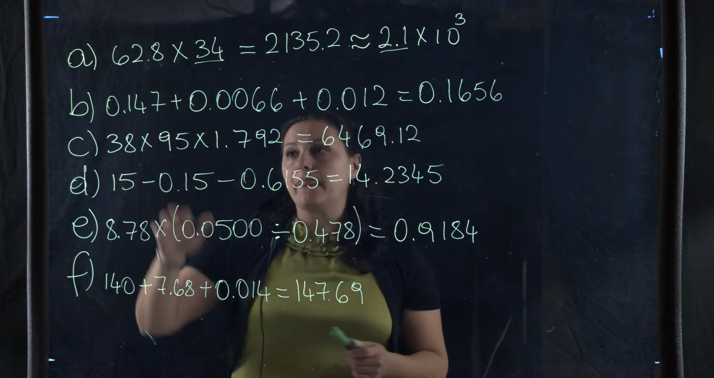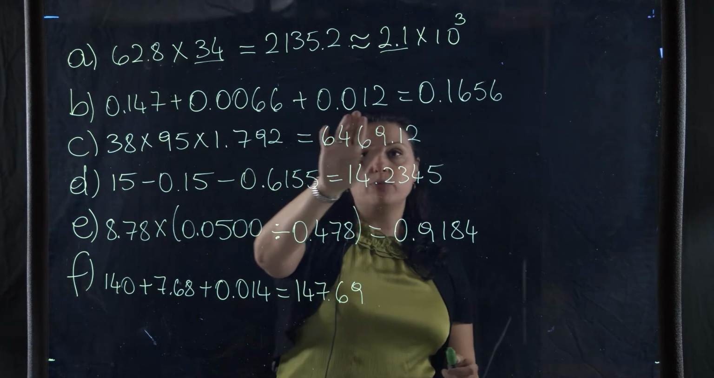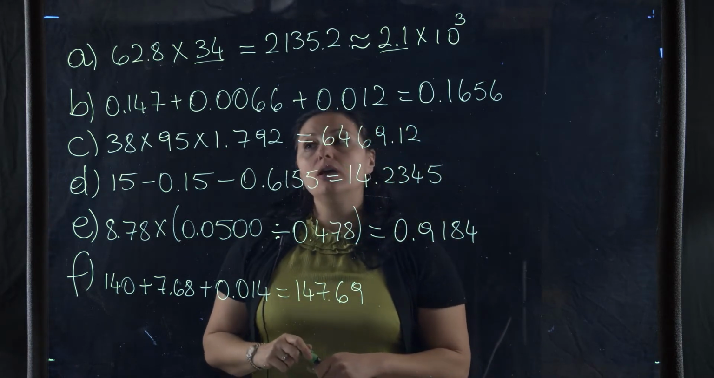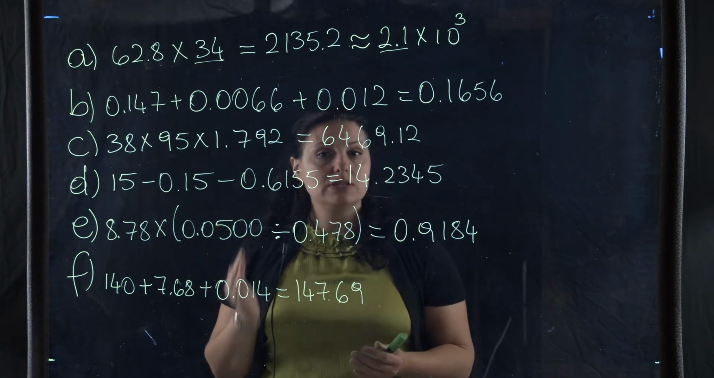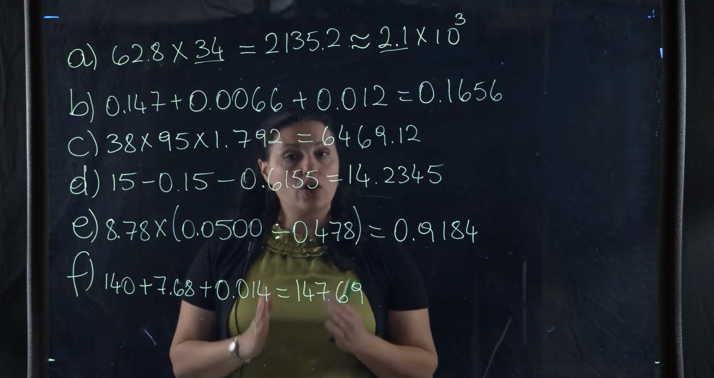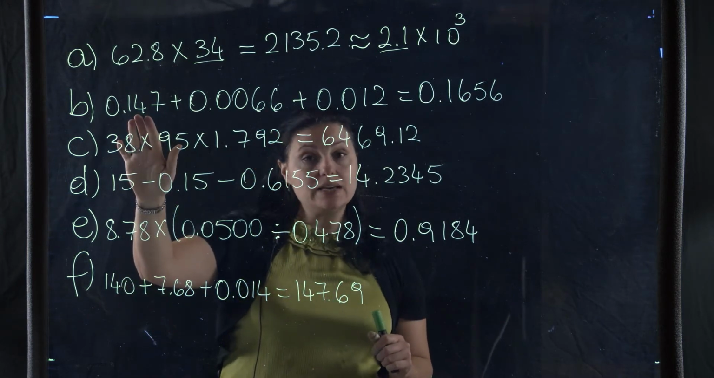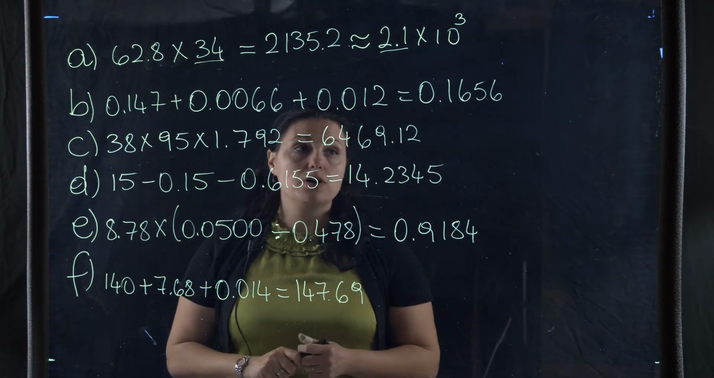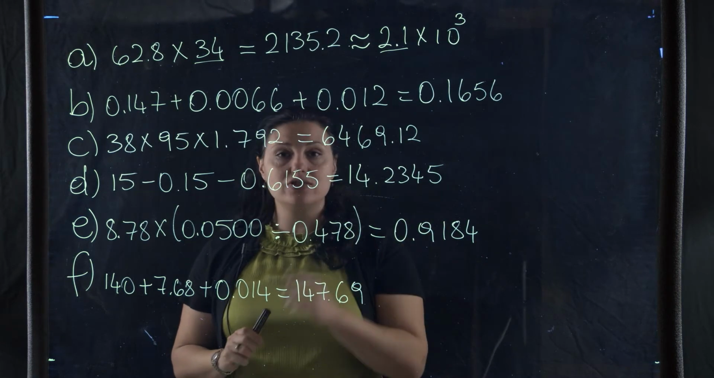Let's look at B. 0.147 plus 0.0066 plus 0.012. This is my answer right now. When I'm adding or subtracting, I look at the number of digits after the decimal point. It doesn't matter how many I have ahead. It only matters how many I have after the decimal point. This has 3, this has 4, and this has 3. Therefore, my answer should only have 3 digits after the decimal.